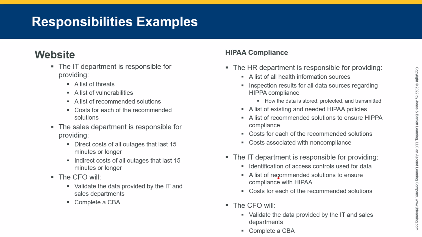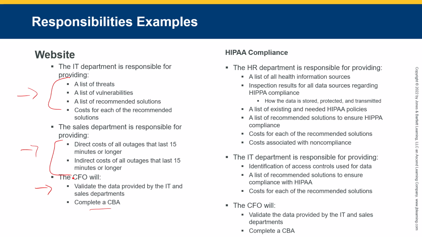Responsibilities, continuing on, could be, again, the department, whether it's IT, whether it is sales. And then we can go one step further and identify the key stakeholders at the executive level, like the CFO, for validation and for the CBA. So this group will be responsible for these actions. This group will be responsible for these actions.